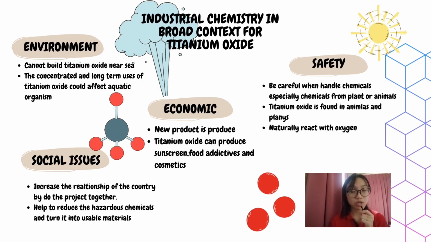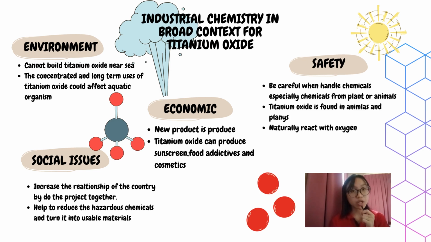The second context, which is environment. For environment, we need to make sure that chemicals we use do not affect the environment. It shows that titanium dioxide, if we use it more concentrated and with long-term exposure, may affect aquatic life. It shows that nanoparticles lose their protective coating due to UV radiation or seawater composition, exposing the aquatic environment to more hazardous titanium dioxide. Therefore, we cannot build the titanium dioxide plant near the sea.